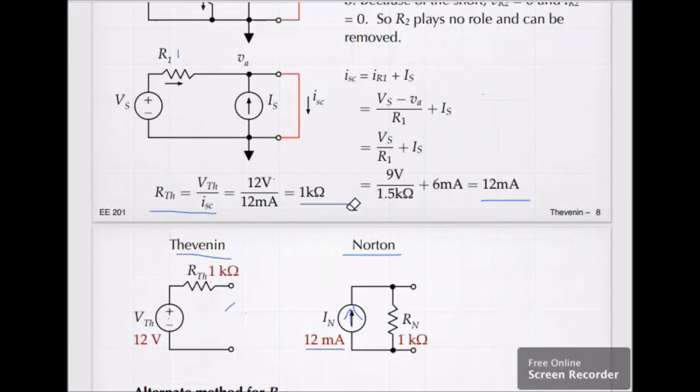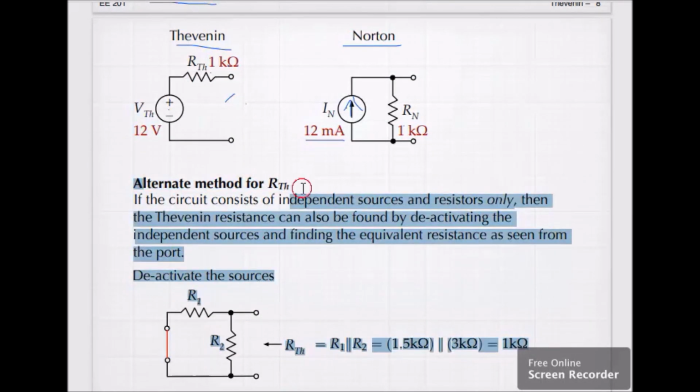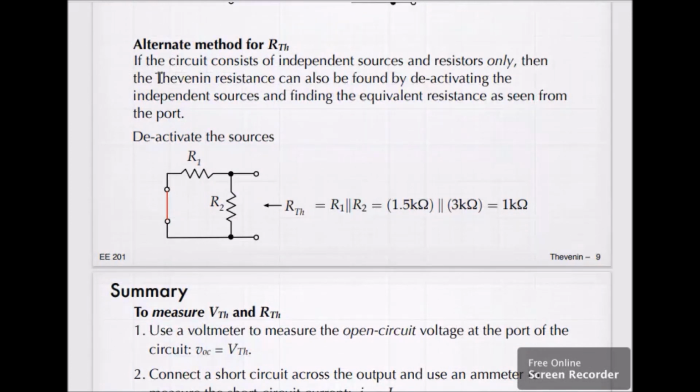And class, kung medyo ayaw nyo tong mag-short circuit, pwede din naman, meron pa tayong ibang paraan. Ito, mas gusto ko to. Okay, we have an alternate method for solving our RTH. So, to do that, if the circuit consists of independent sources and resistors lang. Pero kapag meron kang dependent, wag mo na gawin tong alternate option na to. Kapag independent sources and resistors lang meron sa circuit mo, makukuha mo yung RTH mo by deactivating the independent sources. I-deactivate mo, class. Ibig sabihin, yung current and voltage supply, i-short mo.